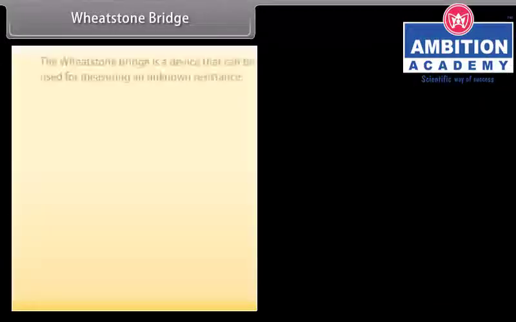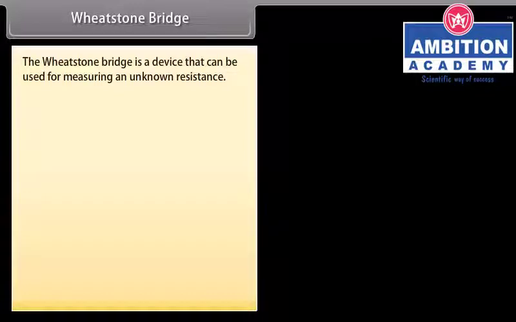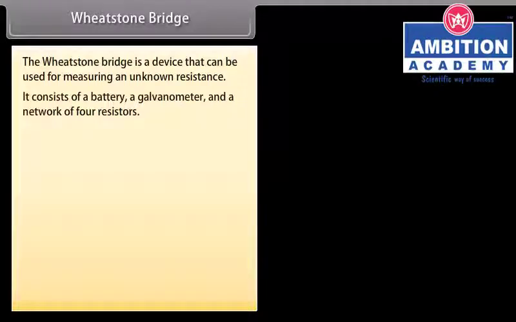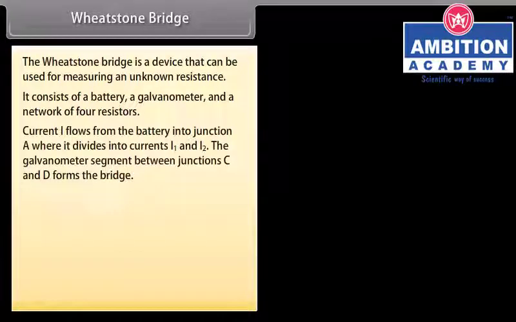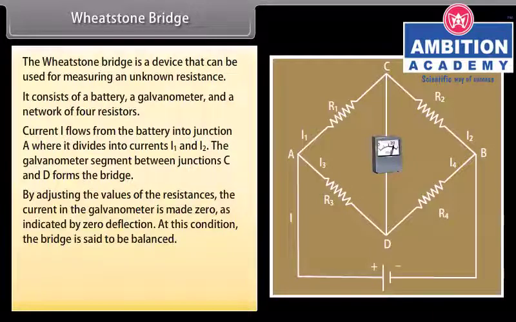Wheatstone bridge. The Wheatstone bridge is a device that can be used for measuring an unknown resistance. It consists of a battery, a galvanometer, and a network of four resistors. Current I flows from the battery into junction A, where it divides into currents I1 and I2. The galvanometer segment between junctions C and D forms the bridge. By adjusting the values of the resistances, the current in the galvanometer is made zero, as indicated by zero deflection. At this condition, the bridge is said to be balanced.